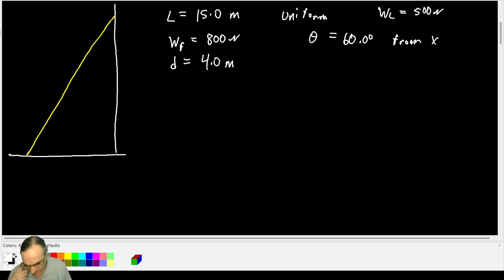So here's the drawing so far. We will put the firefighter in here. The distance to them will be the distance D. Angle theta will be down here. What forces act?